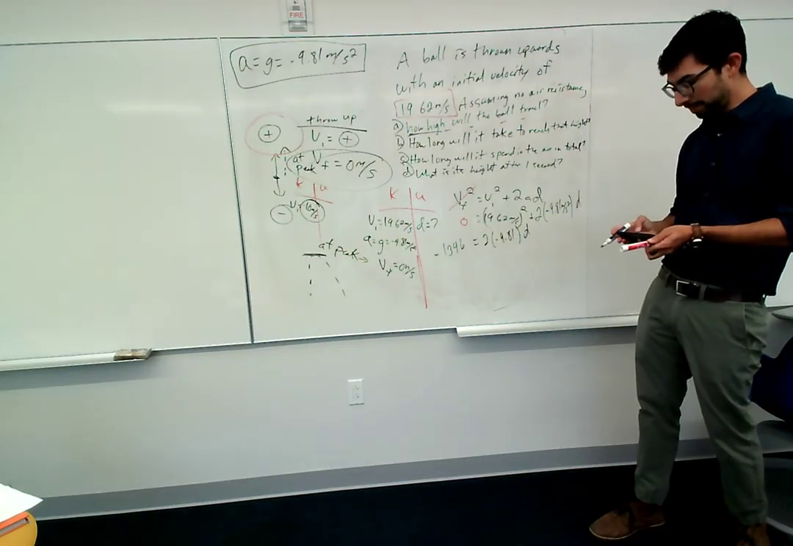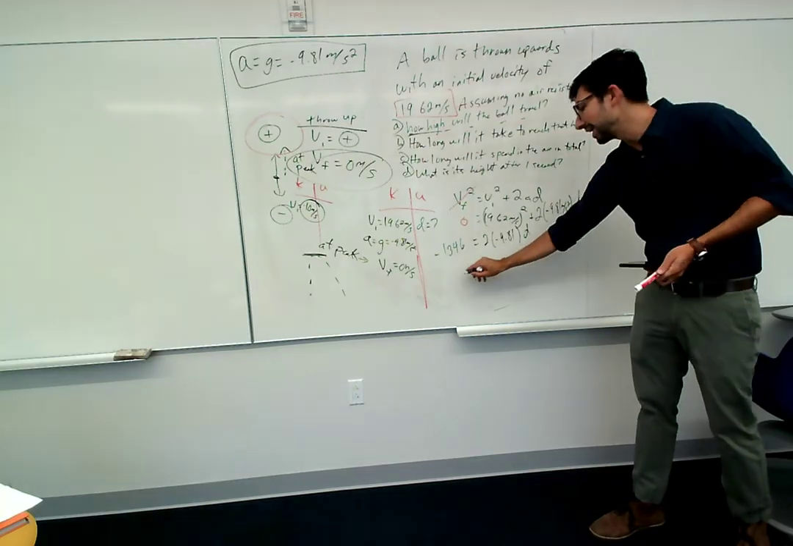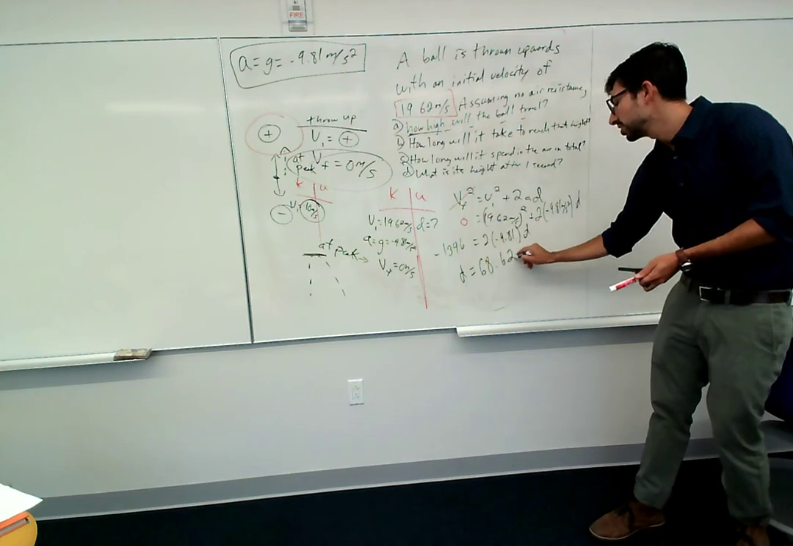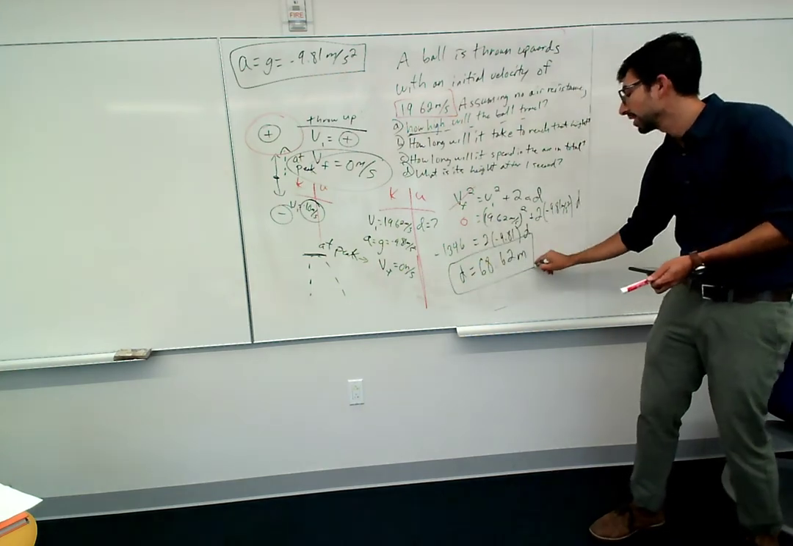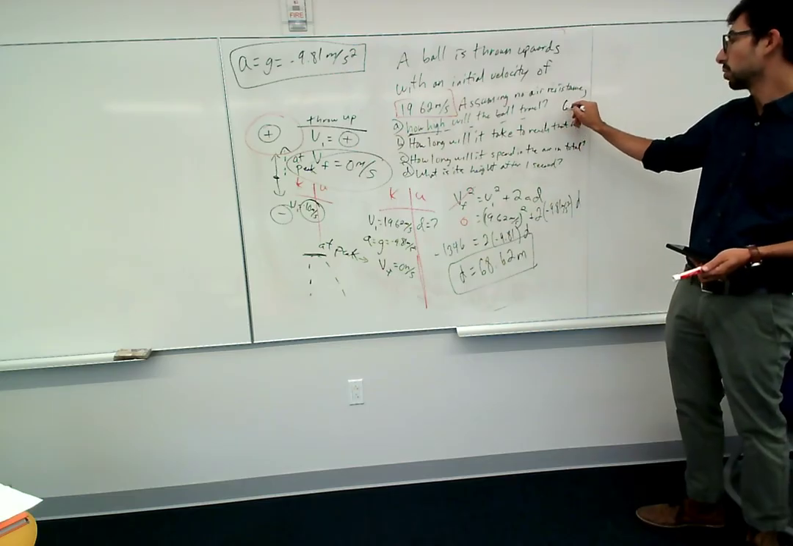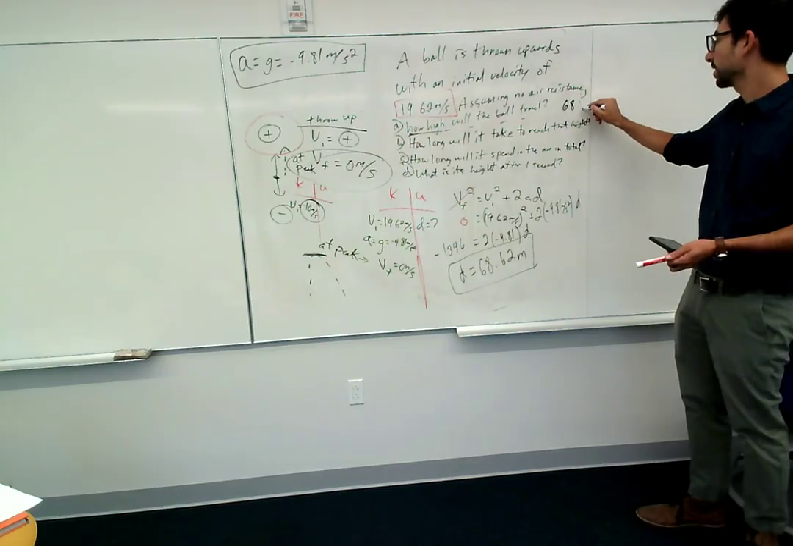We're going to divide that by 2. We're going to divide that by 9.81. And we should get a height of 68.62 meters. And that would answer, how high will the ball travel? The ball will travel to a height of 68.62 meters.